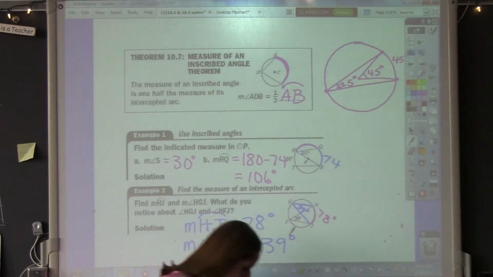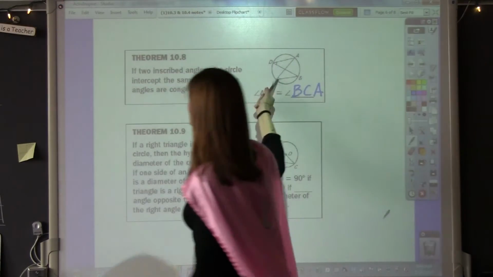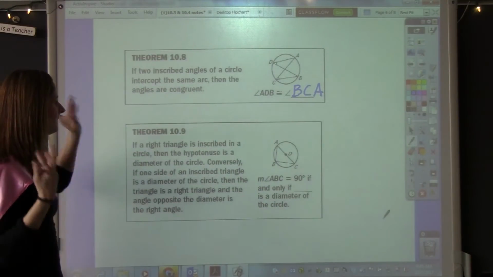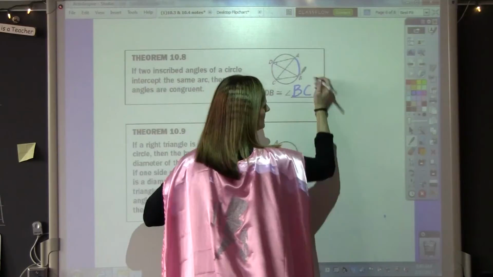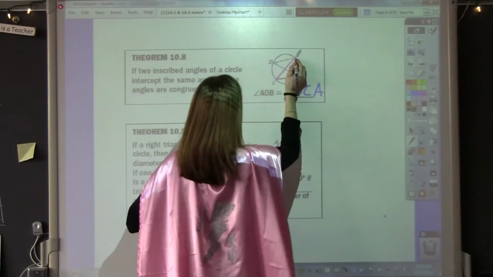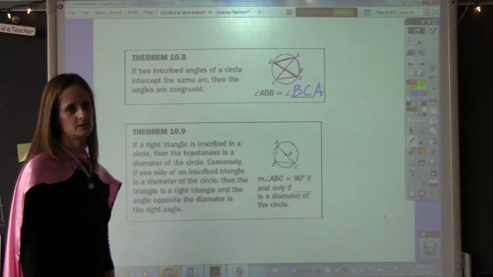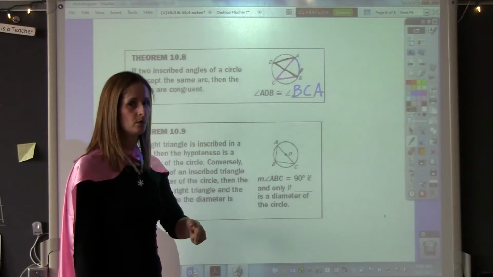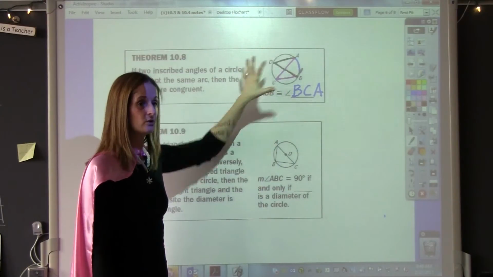This takes us into our next theorem. This is what we just learned. If two inscribed angles of a circle intercept the same arc, then their angles are congruent. That's what we just did. Here we've got the same exact intercepted arc for this angle and for this angle, which makes those angles congruent. The measure of each of those angles is equal, but the angles themselves are congruent.